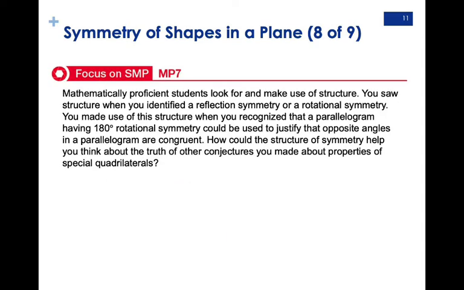Okay. And this is actually focused on mathematical practice number 7 here. Looking at these reflection symmetries, rotational symmetries, right? Looking at objects with certain degrees. 180 is a pretty common one here. And then how could the structure of symmetry help you think about the truth of other conjectures you made about properties of special quadrilaterals? So again, we've talked about making definitions kind of their own. And the more we explore these shapes, the more characteristics we see, the more meaning we're going to be able to put to these as we try to come up with definitions and explain these different shapes.